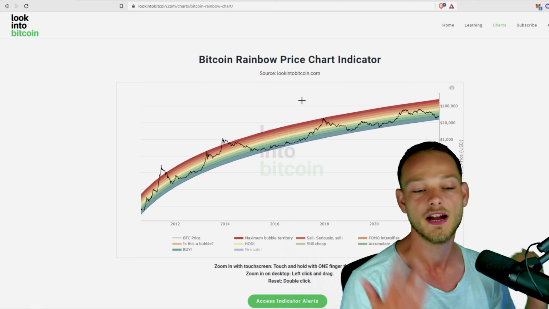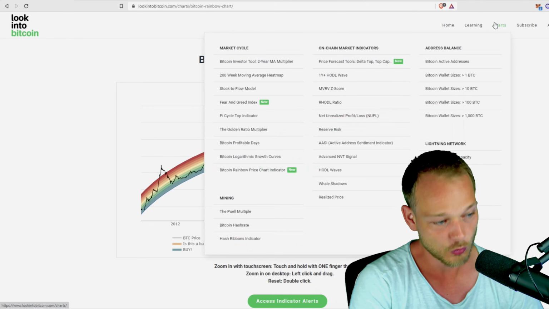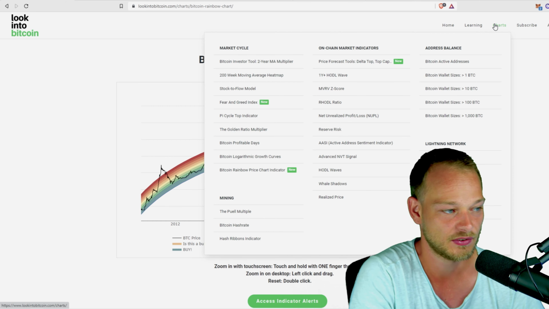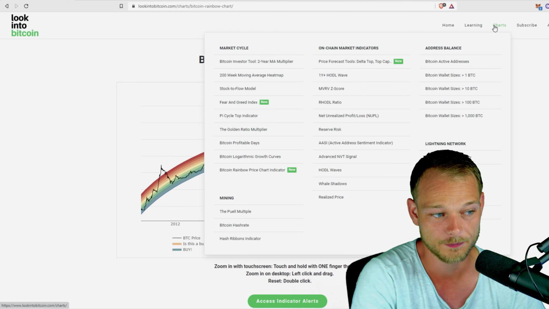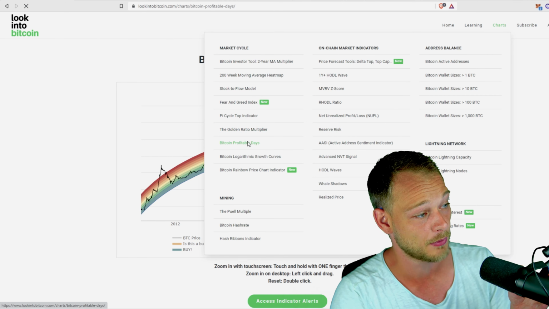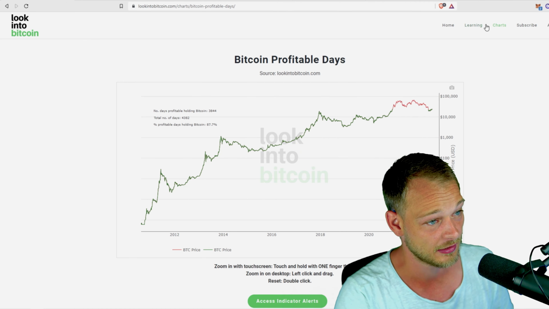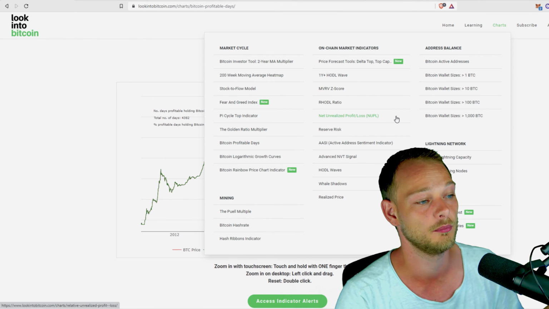And if you combine all these charts, then you're really getting the best out of it. So never buy something or sell something based off one chart. But there are a lot of charts right here that you can combine. Bitcoin profitable days you have right here, for example. You see in the green, in the red, there is so much good stuff.